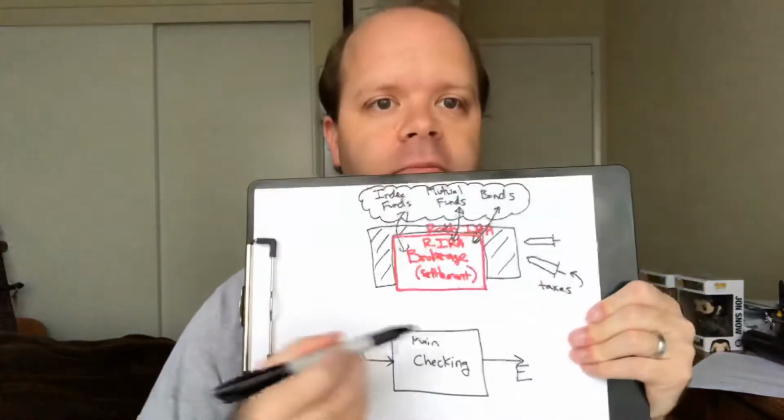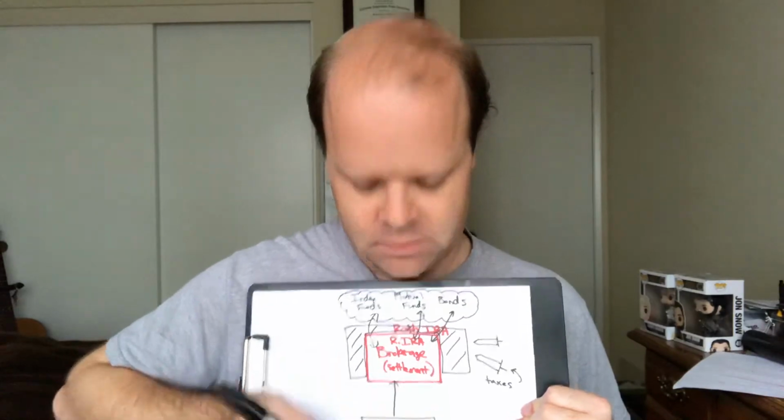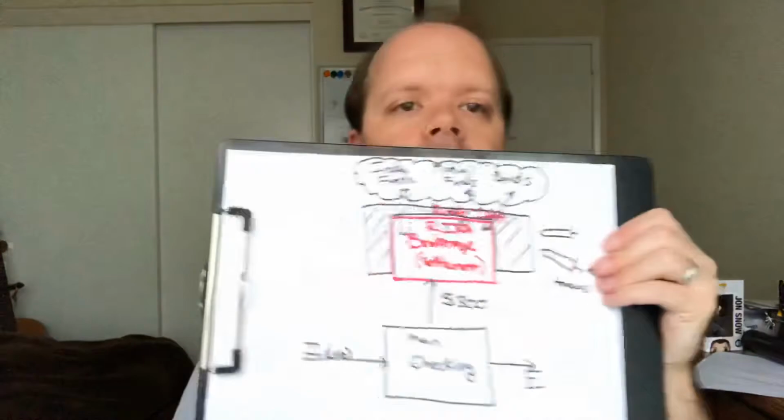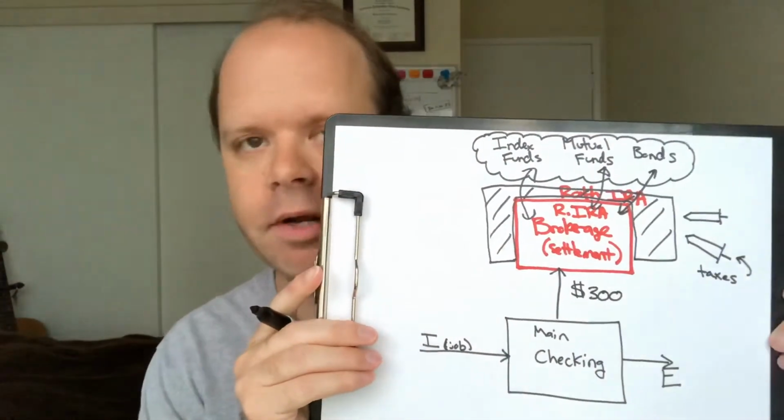So the first thing that I'm going to do is start from here, and I'm going to pull money, $300, from my main checking up into this brokerage account right here. That's going to be step 1.